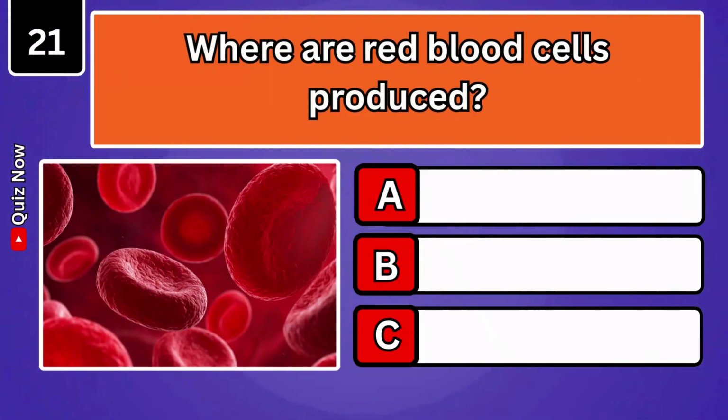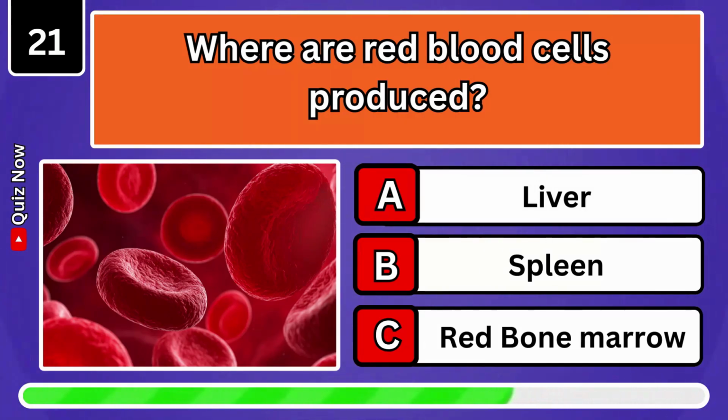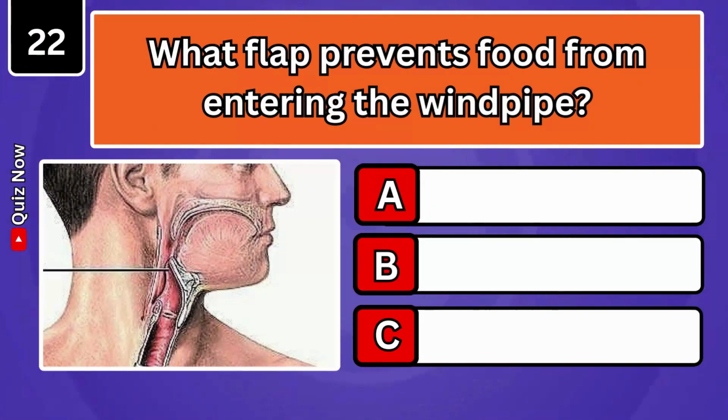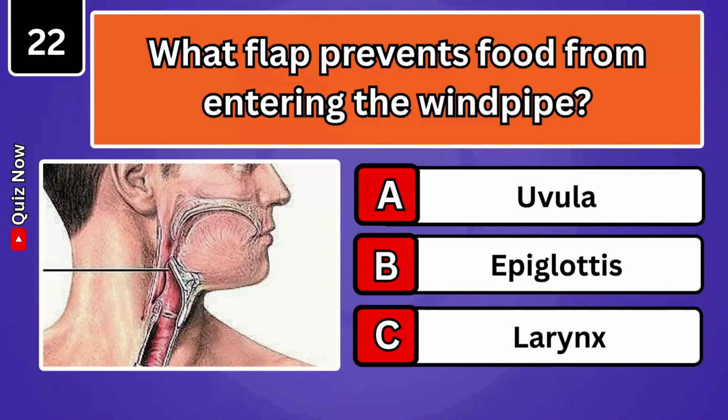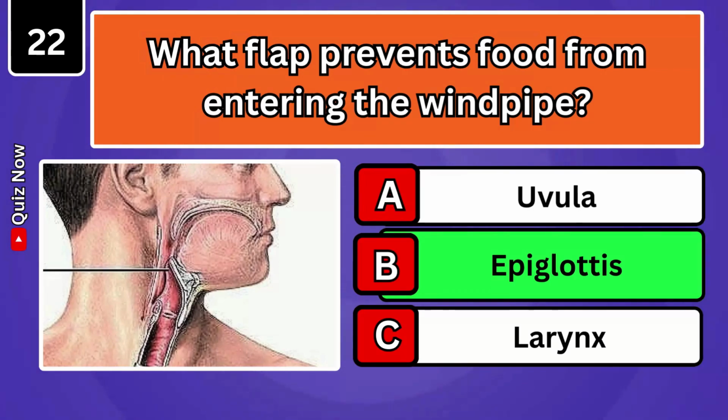Where are red blood cells produced? Red bone marrow. What flap prevents food from entering the windpipe? Epiglottis.